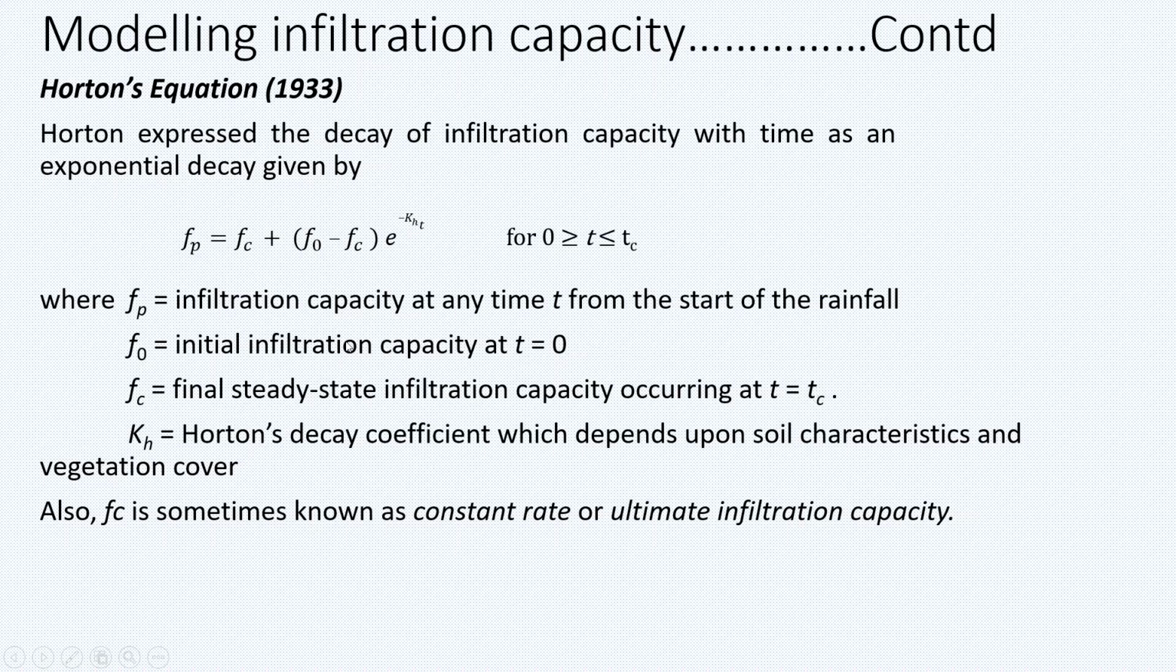Now this Kh is given a special name and it is called Horton decay coefficient, which depends upon soil characteristics and vegetation cover. Also, FC is sometimes known as constant rate or ultimate infiltration capacity.